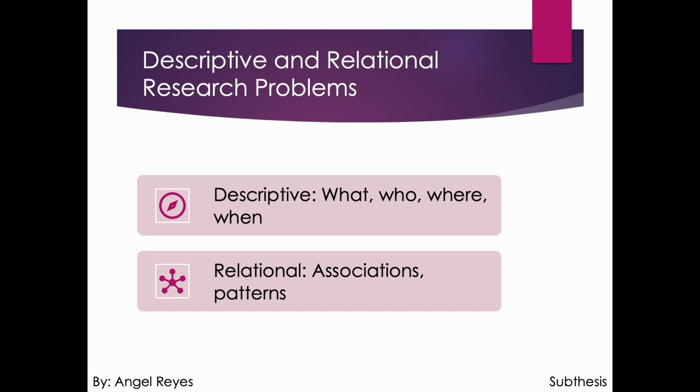Relational research problems examine associations between variables or concepts, identifying patterns of connection or co-occurrence. They explore how variables relate to each other without necessarily establishing causality. For example, is there a relationship between sleep quality and academic performance? These problems help identify patterns that may guide later causal investigations.